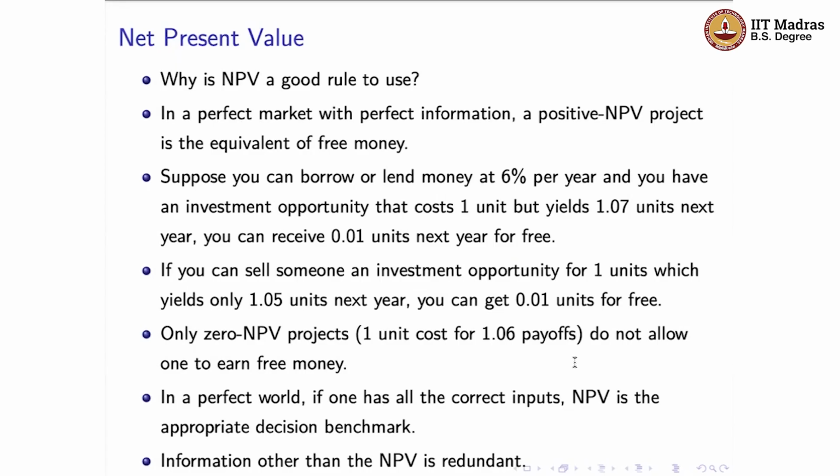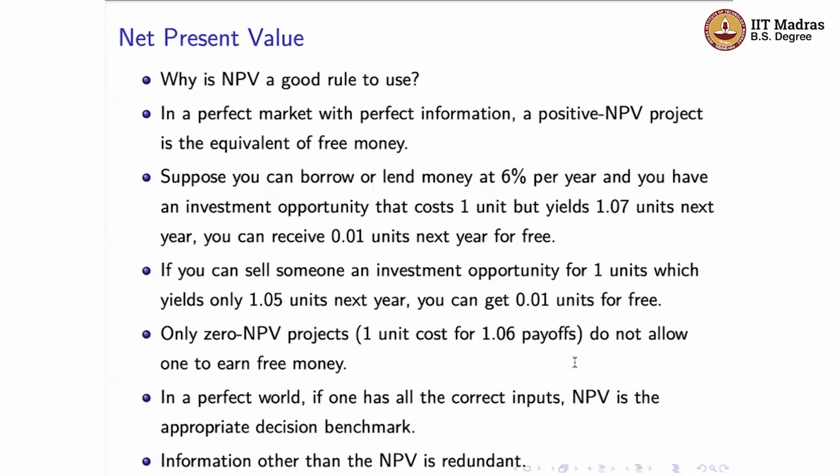Let's see how you can get the money for free. Remember, you can borrow money at 6% per year. Imagine that you had initially no money available to you to finance this 1 unit of project, but you can borrow money. That is the assumption here. So if you borrow 1 unit of money today at 6%, it means that you have to pay out 1.06 next year. But you can borrow this 1 unit and invest in this project, and this project is going to give you 1.07 units next year.